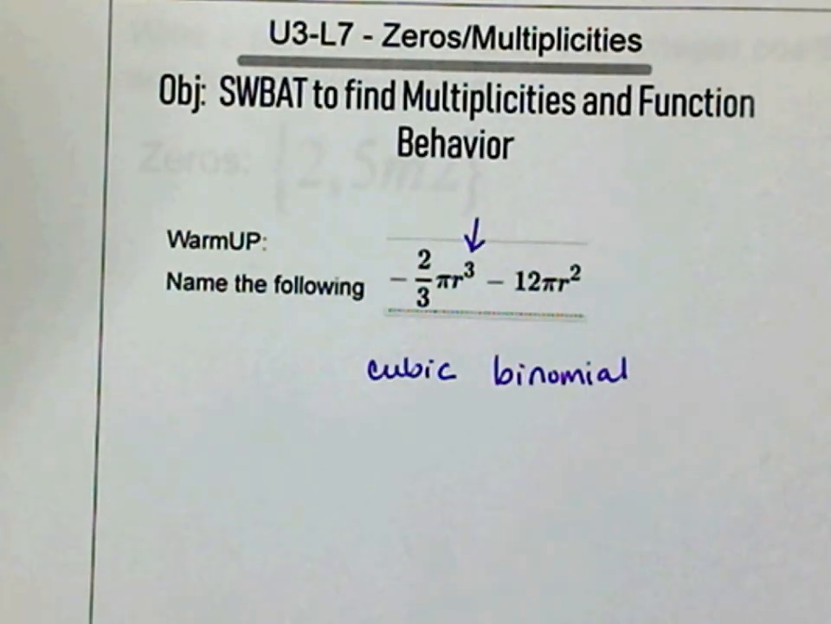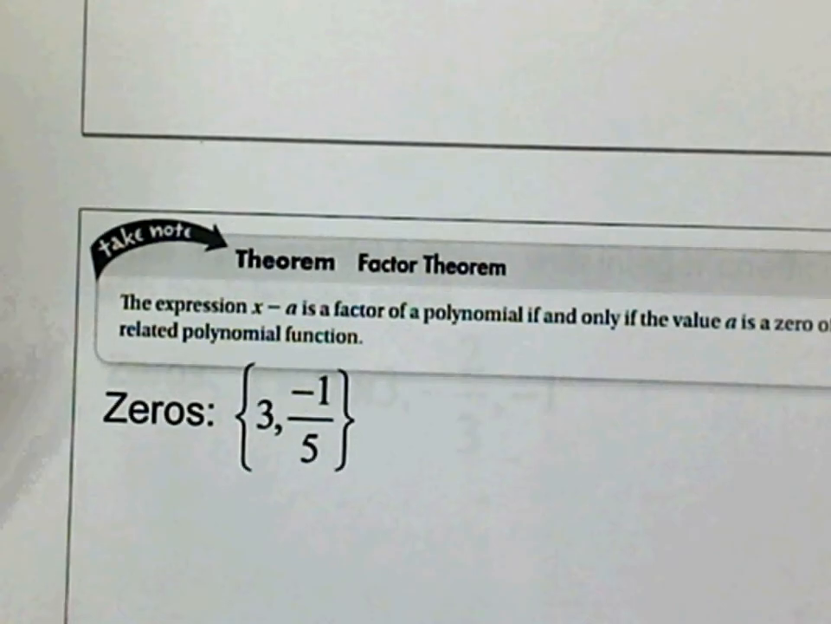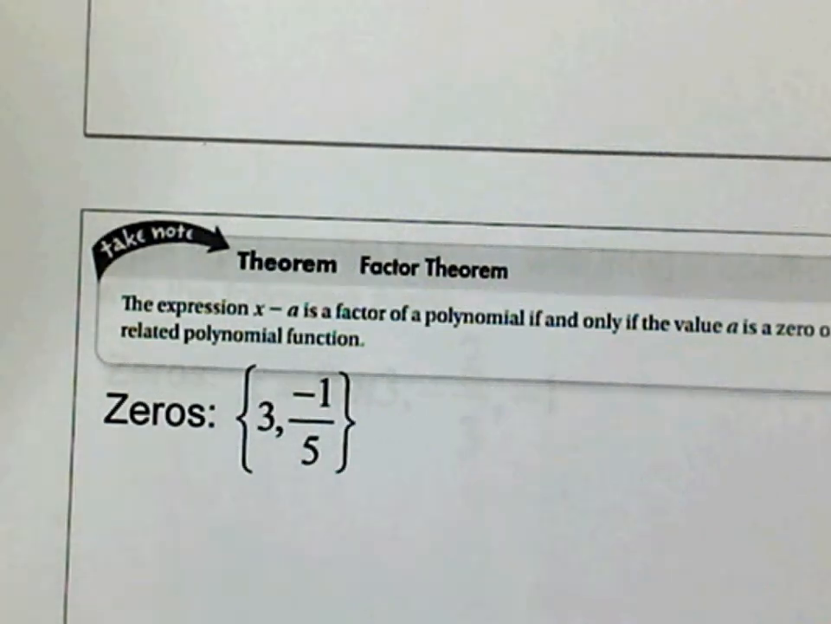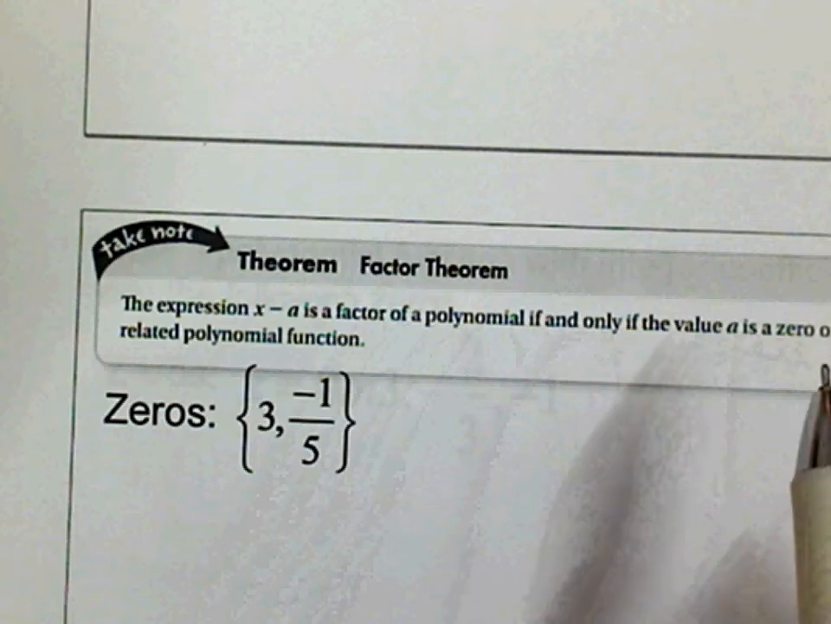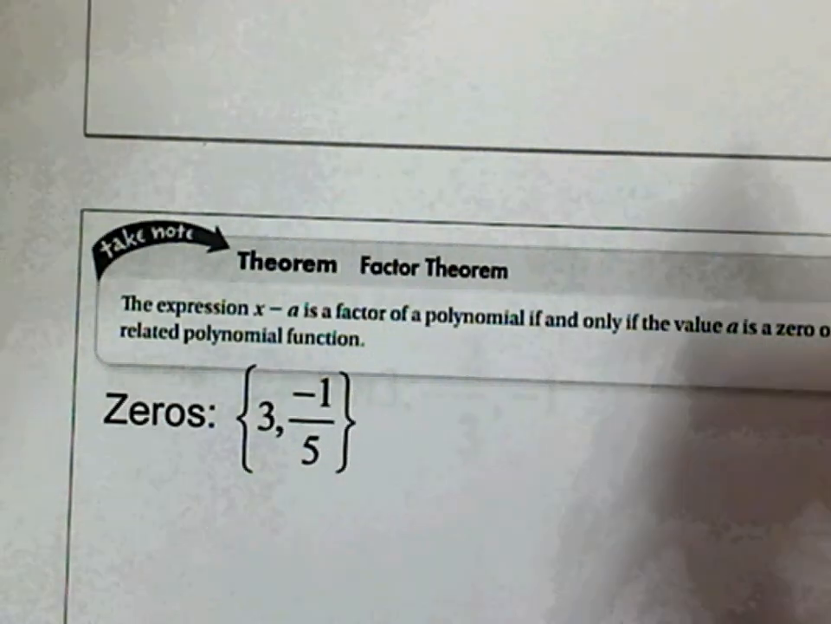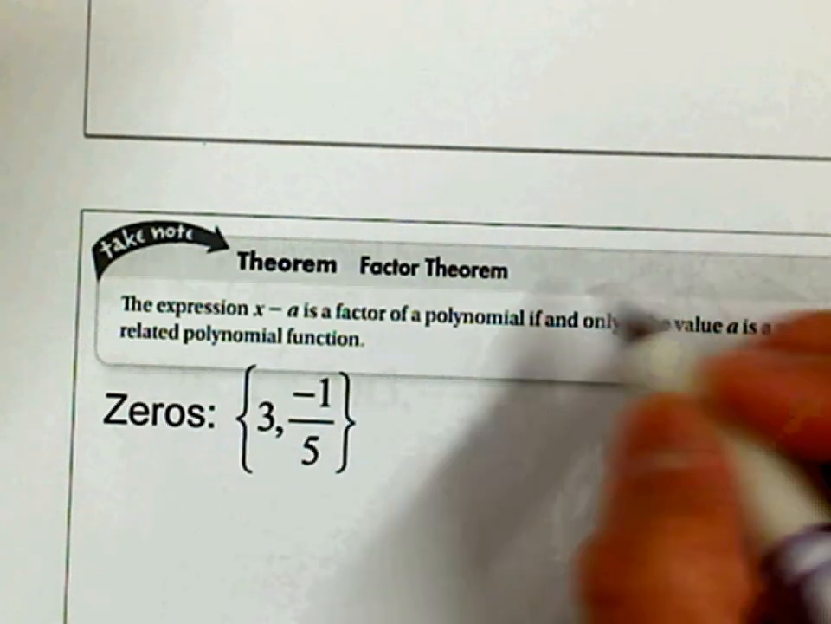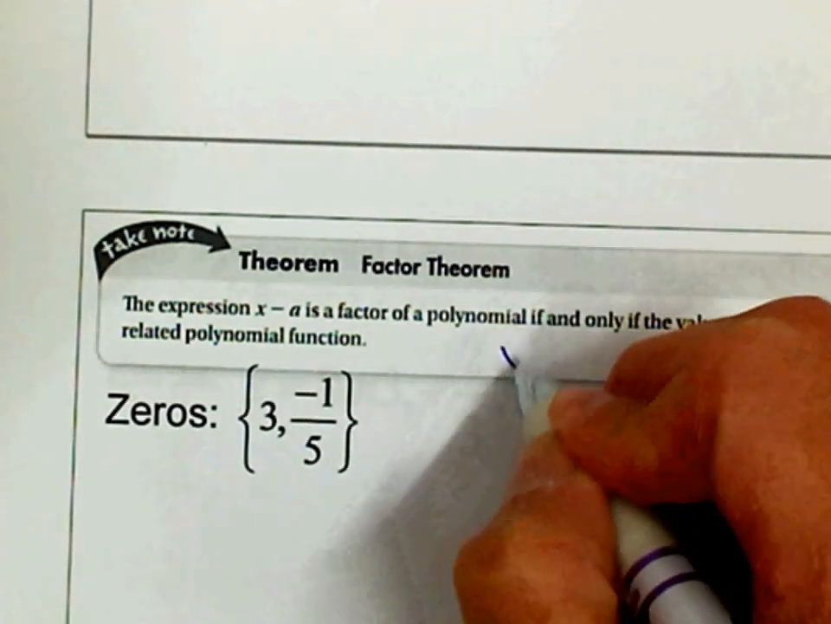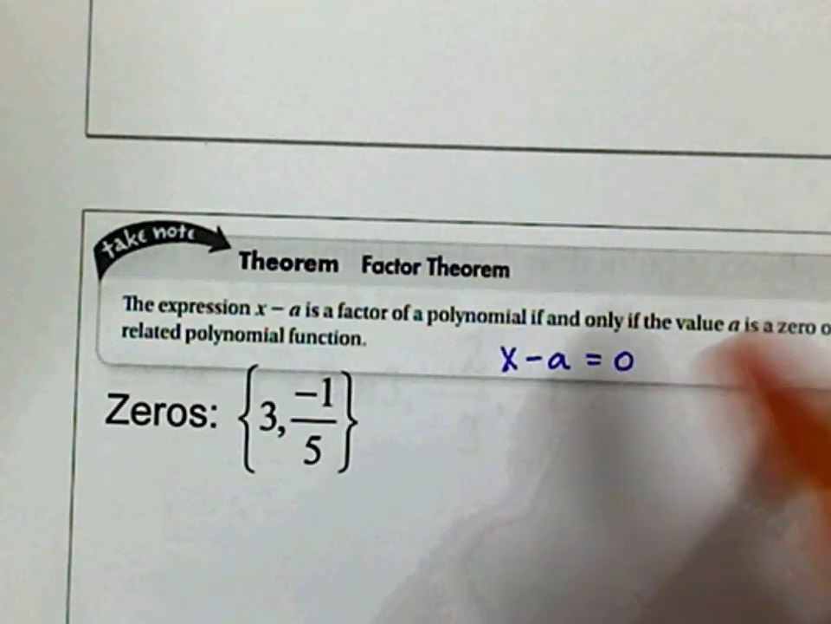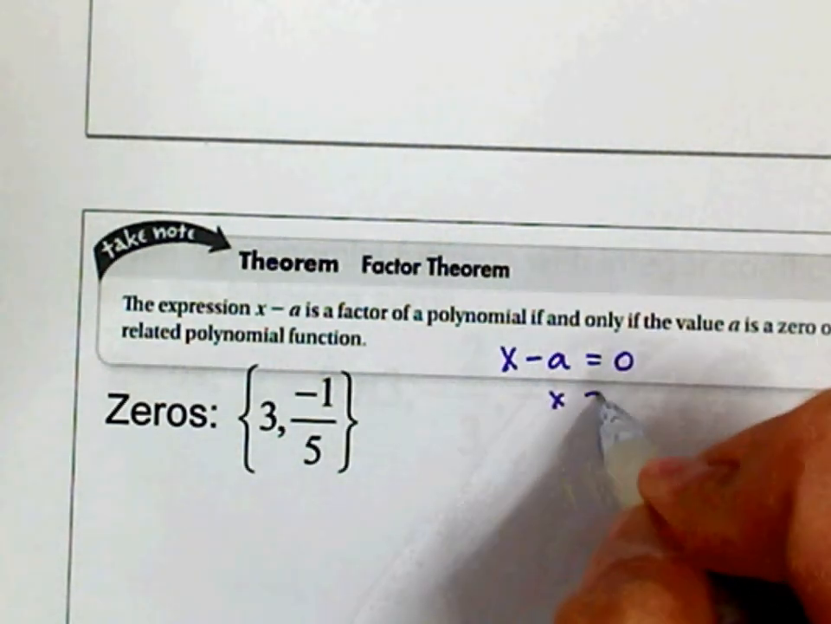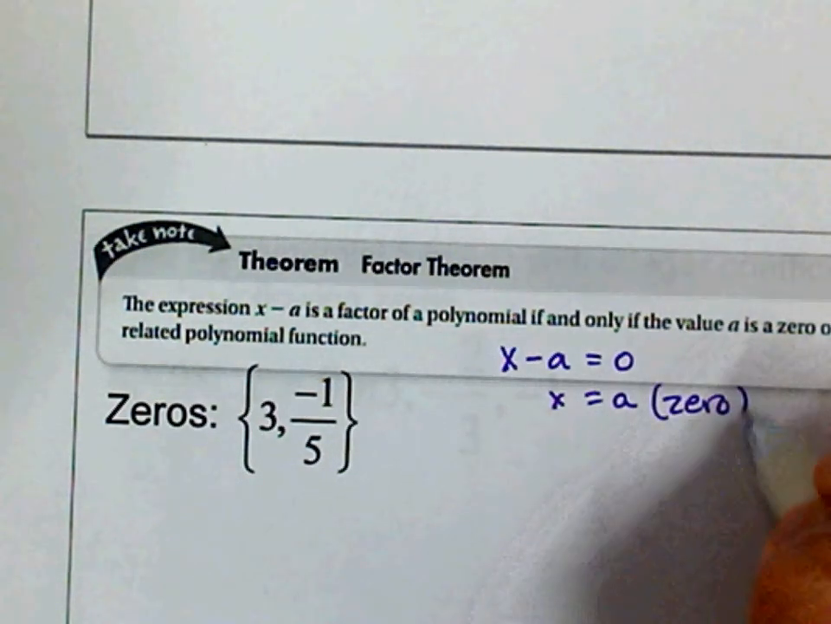All right, next part I want you guys to write in your notes is the word factor theorem. So basically this is what a factor theorem is, an expression where x minus a is a factor of a polynomial if and only if the value of a is a 0 of the related polynomial. Say for example, if you have x minus a, you're setting that equal to 0, and when you solve for x, you get x equals a. You are getting a 0.